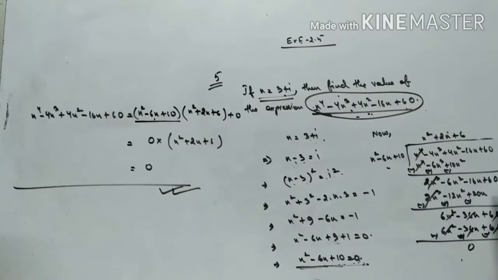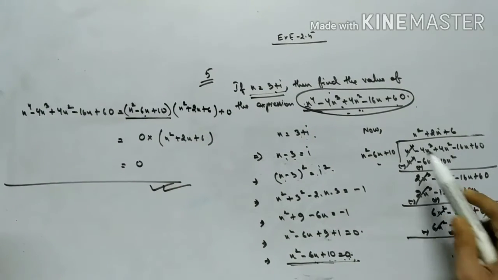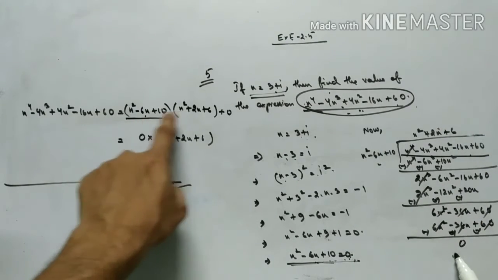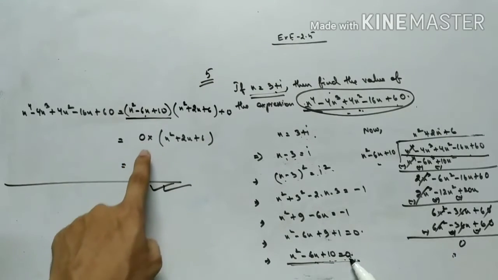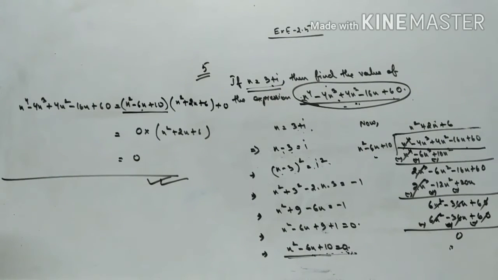So now we know that dividend is equal to divisor into quotient plus remainder. This is the dividend. This is equal to this into this plus remainder. This value I have already got, this is 0. Put 0 here. So ultimately I will get the answer 0.